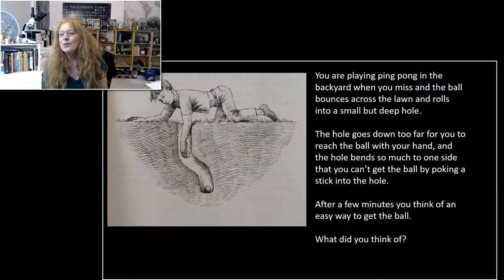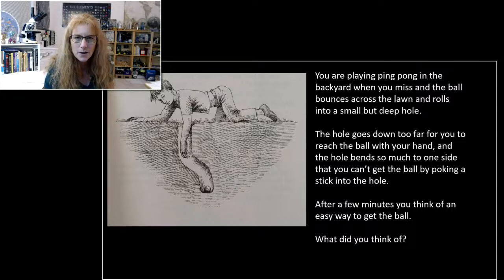Yeah. Ooh, Ivory is the one who got it. Ivory, did you come up with that on your own? All right, can I read Ivory's solution? All right. What happens if you fill the hole with water? What happens to the ping pong ball? Yeah, it bobs up to the surface. Yay!